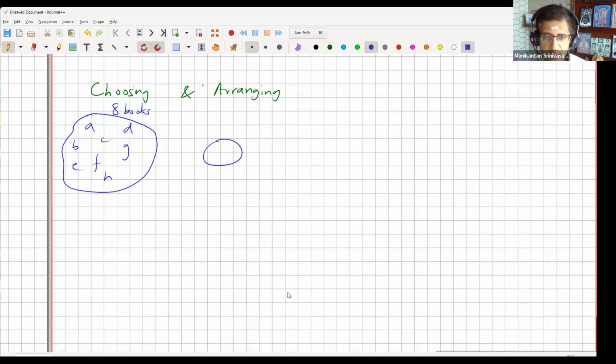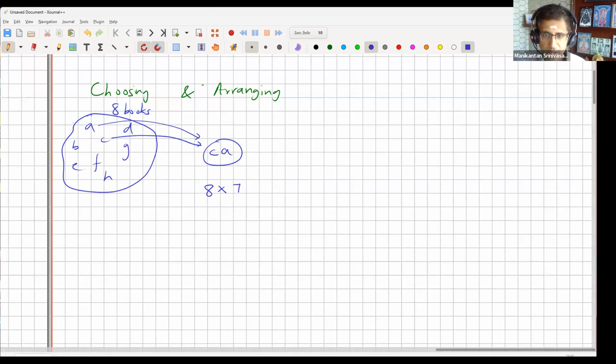So I can choose the first book in any one of the 8 ways. So let's say I call out C, and then C lands in my bag. And then I can call out the second book in any one of the 7 ways. So let's say I call out A, A lands in my bag. And then I can call out the third one in any one of the 6 ways. So let's say that happens to be E. So E also lands in my bag. So the collection of books I have is CAE.